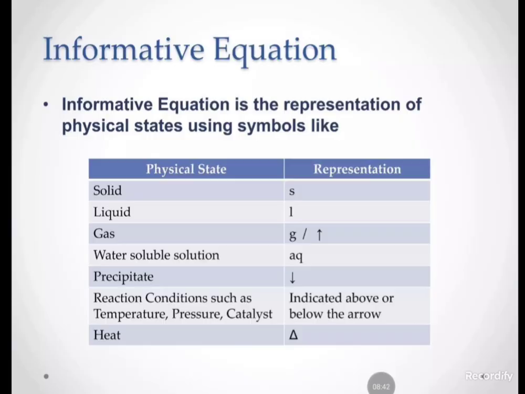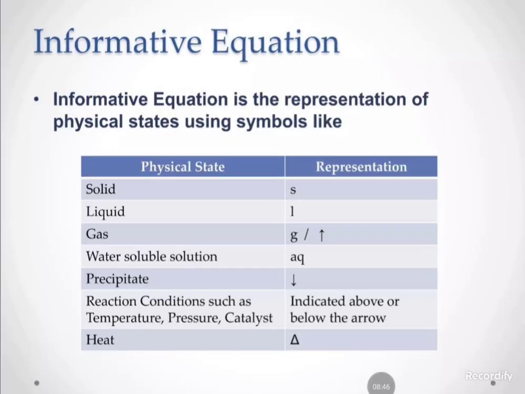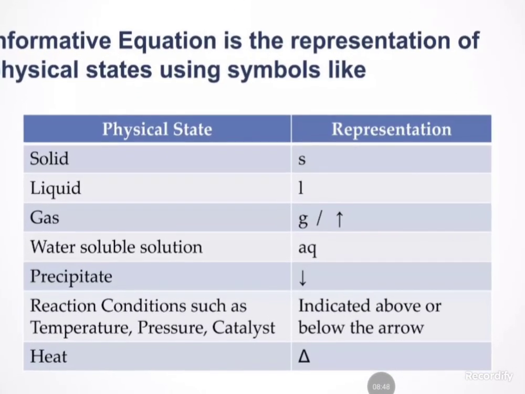Now we have to learn some important symbols in chemistry. Solid is represented by small s, liquid is represented by small l, gas is represented by an upward arrow mark and it is indicated by g for gas. Next, aq: check your textbook, aq is an aqueous solution. What do you mean by aqueous solution? It means a water soluble solution, soluble in the salt solution. What is meant by precipitate? That which is insoluble in the salt solution is known as precipitate.